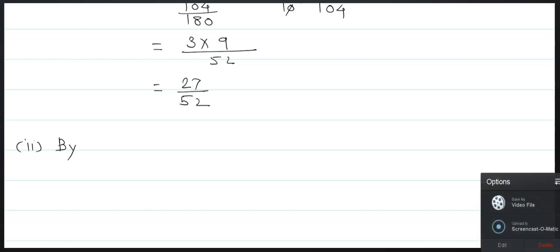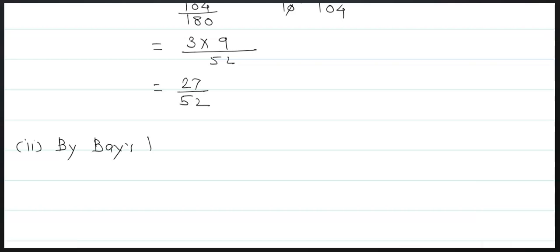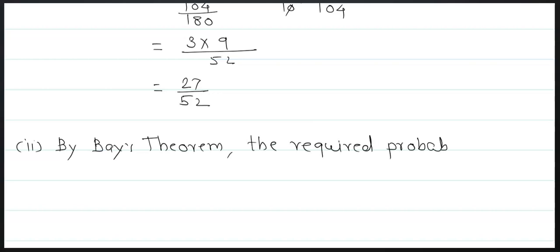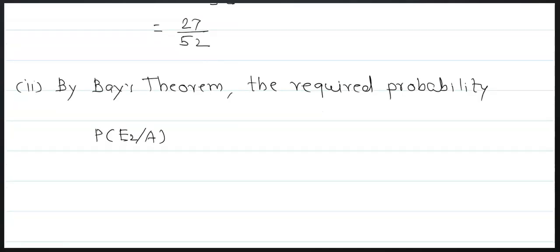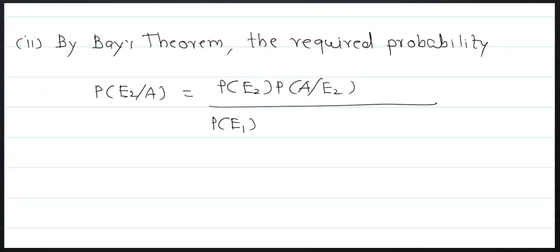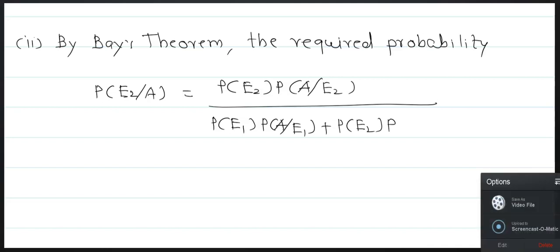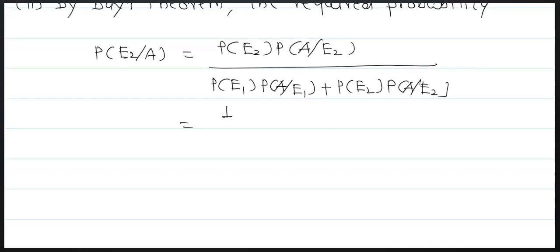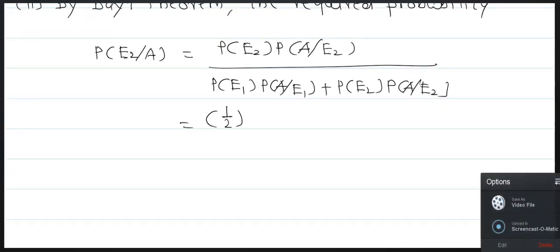Now in the second case, it is from the second box. Therefore, again by the Bayes theorem, the required probability, that is the probability of E2 conditional on A, is equal to probability of E2 into probability of A conditional E2, upon probability of E1 into probability of A conditional E1 plus probability of E2 into probability of A conditional E2.